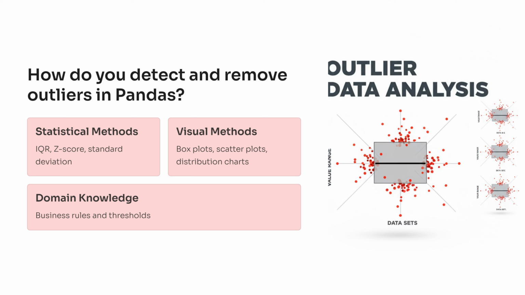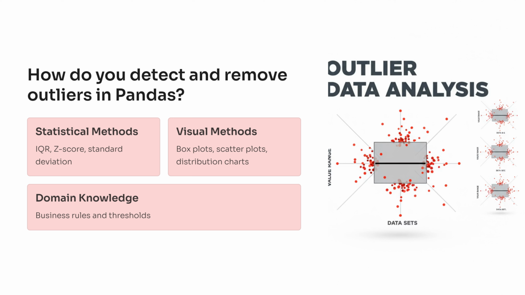Detecting outliers comes down to three main approaches. 1. Statistical methods. The first one is statistical methods. Here, we rely on mathematical rules to detect extreme values. For example, the interquartile range method identifies values that are too far from the middle 50%. Or you can use the z-score method to find values that are several standard deviations away from the mean. In simple words, if a data point is way off from the typical range, it's probably an outlier.